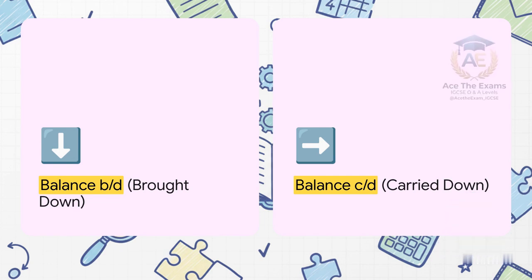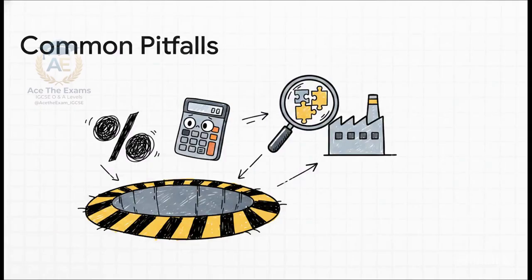If you mix these 2 up, your double entry fails entirely. And to really secure that A-star, you have to avoid some very specific mathematical pitfalls during this technical execution. 2 of the biggest errors we see: first, miscalculating percentages when applying trade discounts before cash discounts. Always deduct the trade discount first, calculate your new subtotal, and then apply the cash discount to that new figure.